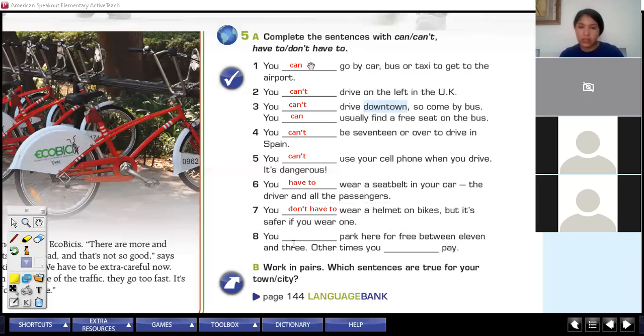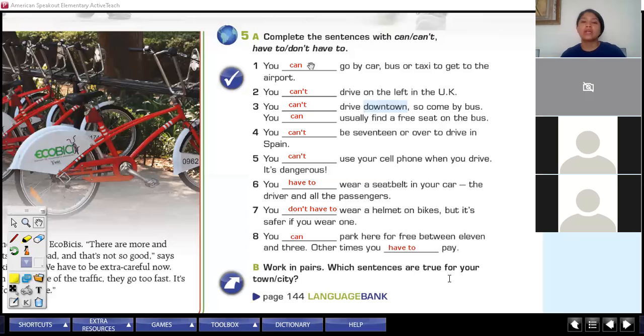Number eight, you park here for 3 hours for free between 11 and 3. Other times you pay. So let's go to the first part. You park here, so you what? For free. You can. So you can park here for free between 11 and 3. Other times what? Have to. You have to, very good. Other times you have to pay. Perfect.